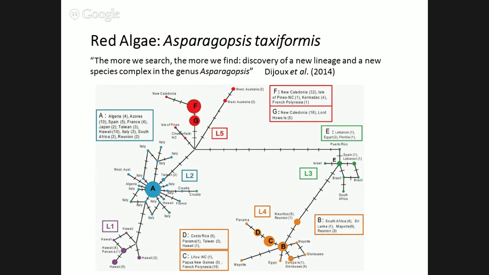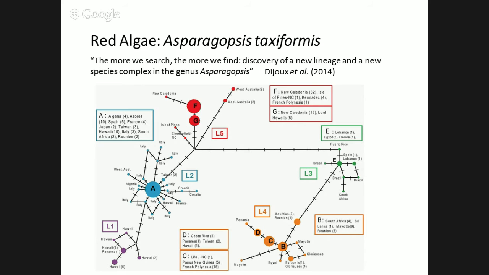Now, interestingly, people are studying this species in a lot of detail because we're getting a really good database of reference specimens around the world. And this is a paper that just came out last year looking at the species in more detail in New Caledonia and other parts of islands off of New Zealand and Australia. They titled their paper, "The More We Search, the More We Find, Discovery of a New Lineage and a New Species Complex in the Genus Asparagopsis."